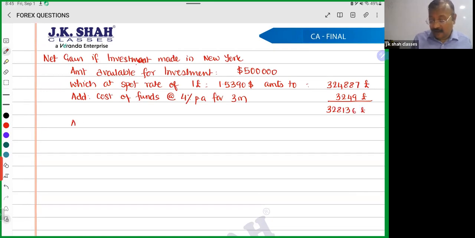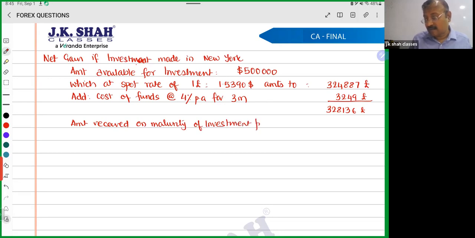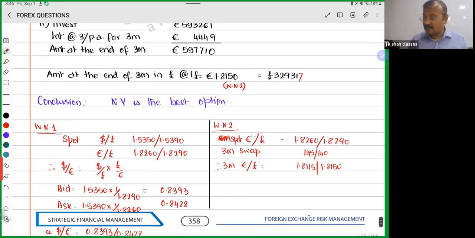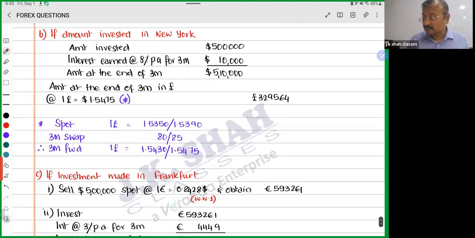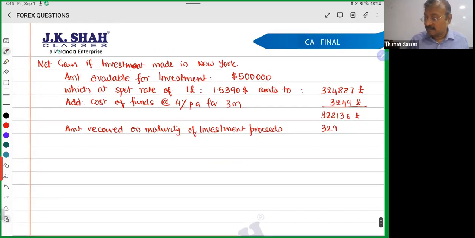Okay. Amount received on maturity of investment proceeds is 329, how much was it? 329,564. Net gain is 1428 pounds.